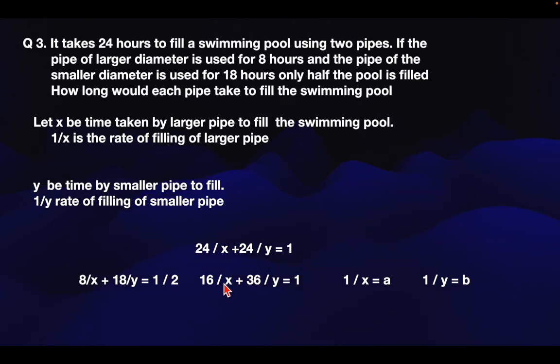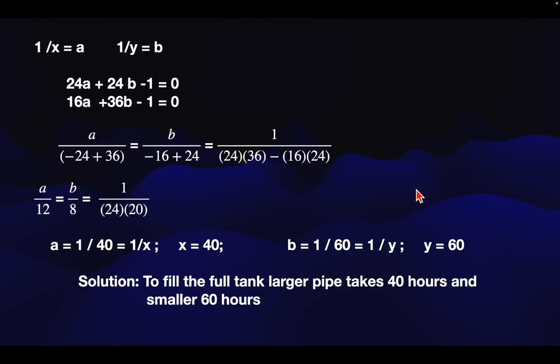So now what you should do is, you should substitute 1 upon x as a and 1 upon y as b. Okay, write down here. And in those equations, if you substitute, you get these two equations. Write down this formula. So a upon 24 into minus 1 minus 1 into 36, okay, is equal to b upon minus 1 into 16 minus 24 into minus 1, and is equal to 1 upon 24 into 36 minus 16 into 24. So this will be the thing.